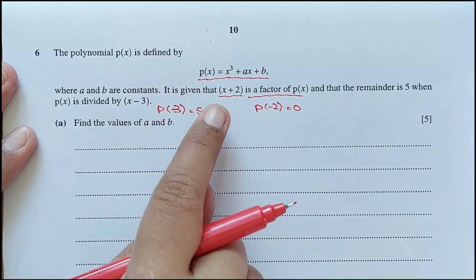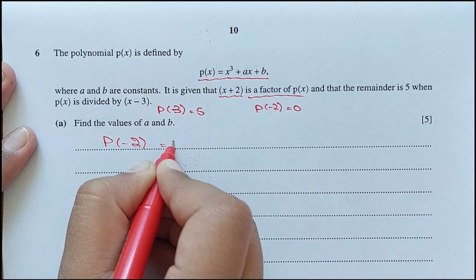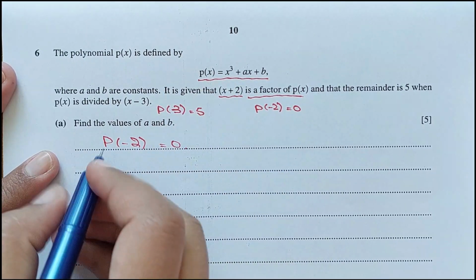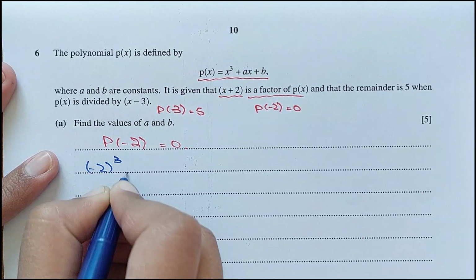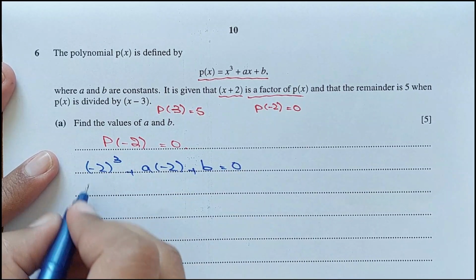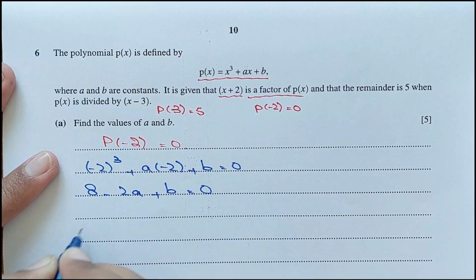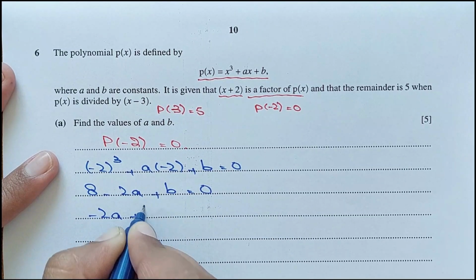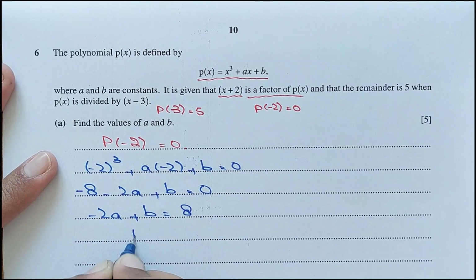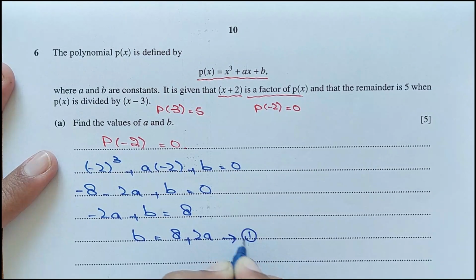So first we know that x plus 2 is a factor, so we can say p of minus 2 would be equal to 0. Let me solve this. When x is minus 2, minus 2 whole cubed plus a times minus 2 plus b would be equal to 0. So this is 8 minus 2a plus b equals 0. So minus 2a plus b equals minus 8, or from here we can say b is equal to 8 plus 2a. This is my first equation, right?